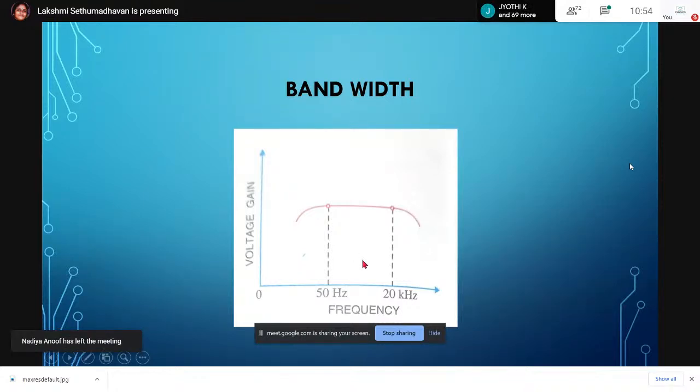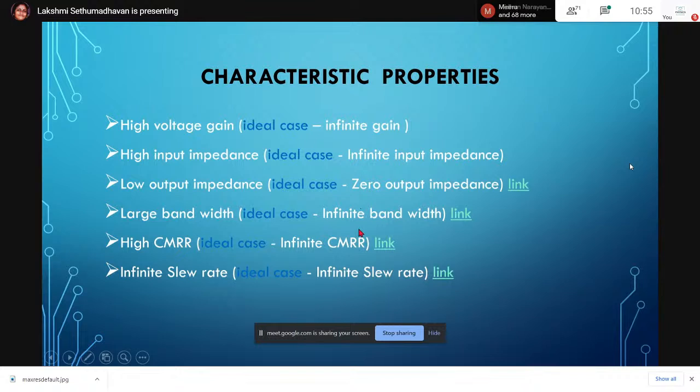This is in fact a diagram for a CE amplifier usually. But if it is going to be an op-amp, I'm going to have this constant gain region up to, say, 1 megahertz or 3 megahertz comfortably. So if I'm using an op-amp, I'll get a good bandwidth. That is, my gain will remain constant for a large range of frequency, from hertz to megahertz. So that is, in fact, an advantageous point to be noted.